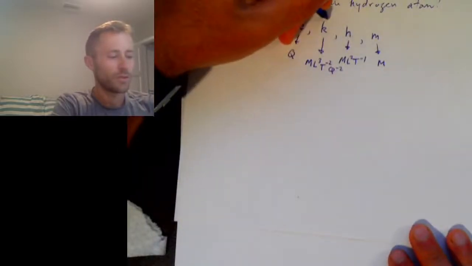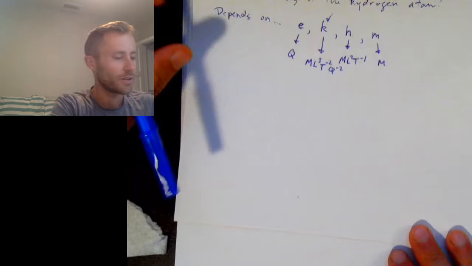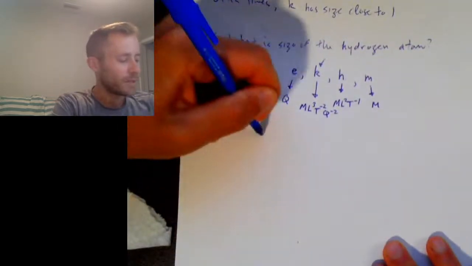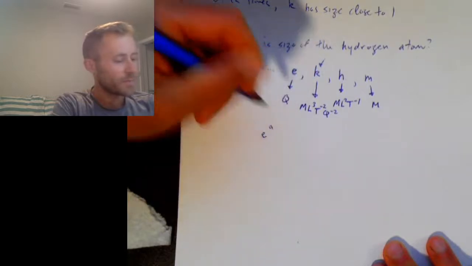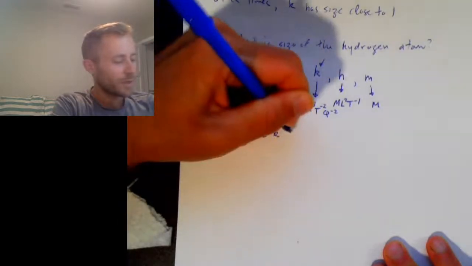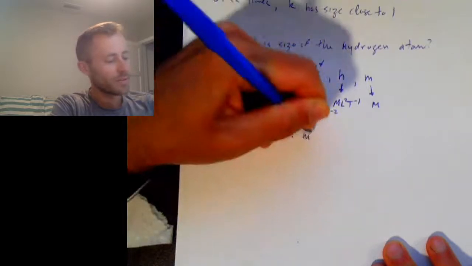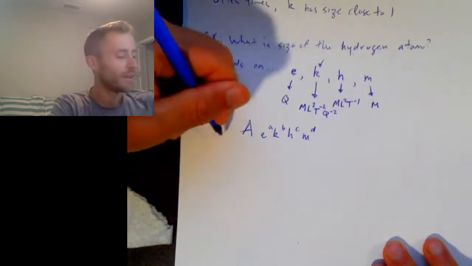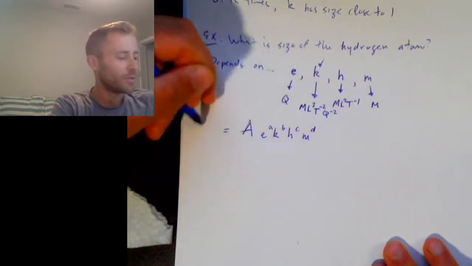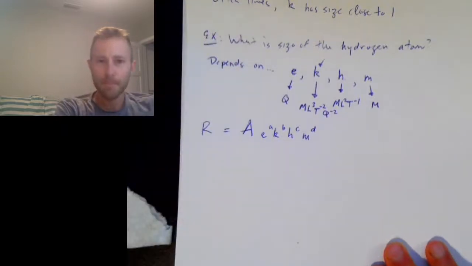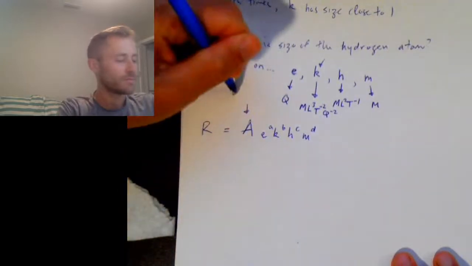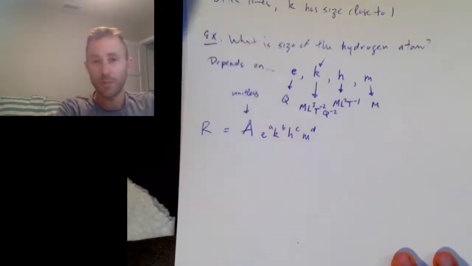So this is the Coulomb constant, by the way, the 9 times 10 to the 9th. What we're going to do is combine e to the a power, k to the b power, h to the c power, m to the d power, times a constant, which I'm going to call big A. And that is equal to the size of the hydrogen atom. So I'm going to choose a, b, c, and d. A is a unitless constant that is most of the time approximately 1.